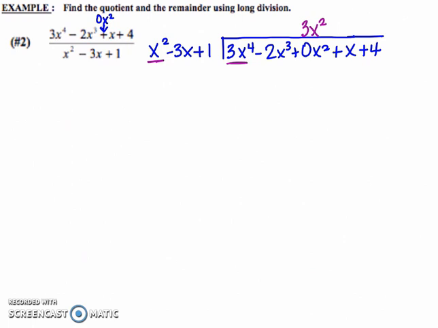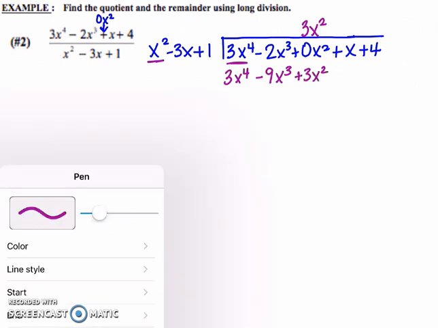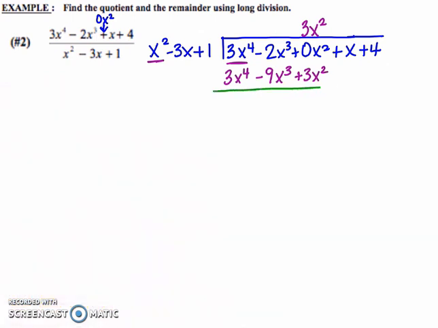Now when we multiply the 3x squared, we're going to multiply it times all three terms in the divisor, write it underneath, and then draw the line and change the signs, just like before. So 3x squared times x squared gives us 3x to the 4th. 3x squared times negative 3x gives us negative 9x cubed. And then 3x squared times positive 1 gives us 3x squared. Okay, now we're going to draw the line and change the signs. So this becomes negative and positive and negative.